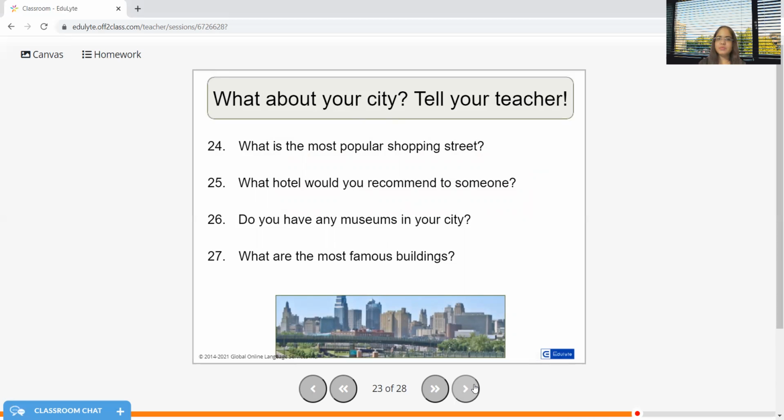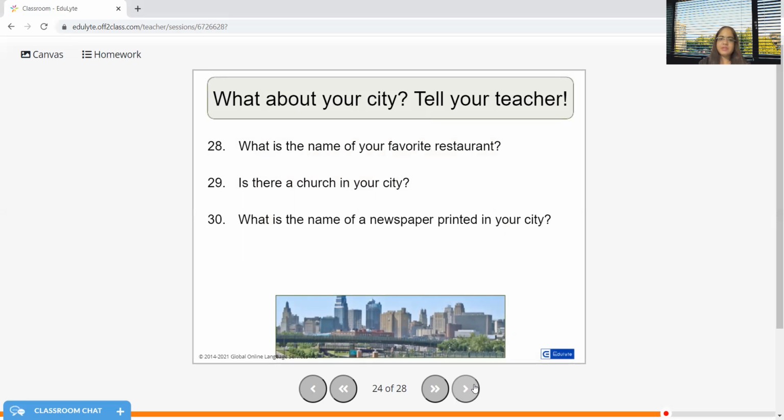Do you have any museums in your city? Yes, I have the Albert Museum in my city. And what are the most famous buildings? The skyscraper, or maybe the Statue of Liberty? So I'm sure now you are getting the clue on where we need to put the and where we need not put the. What's the name of your favorite restaurant? If it is McDonald's, will you say the McDonald's, a McDonald's? I'm sure only McDonald's. Is there a church in your city? Name one. So St. Mary's Church. The St. Mary's Church is wrong. What's the name of a newspaper printed in your city? It is the Economic Times.